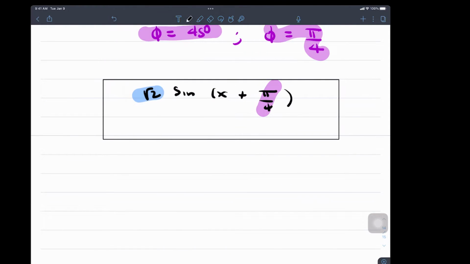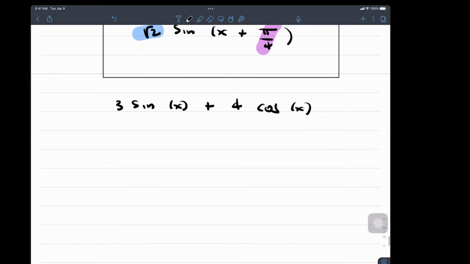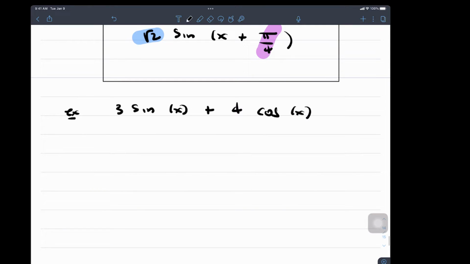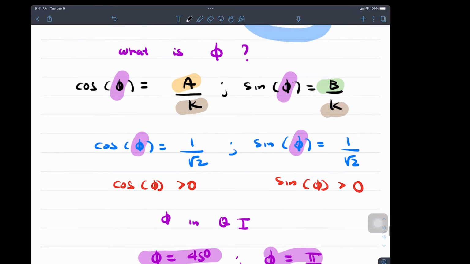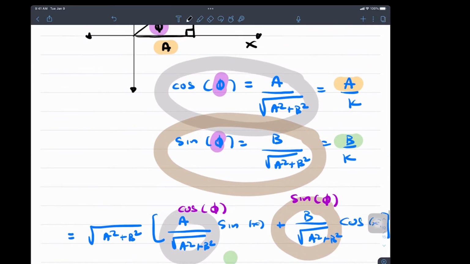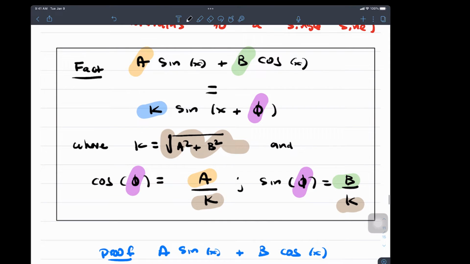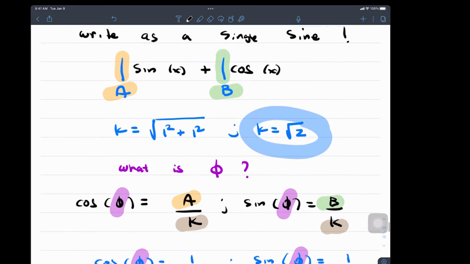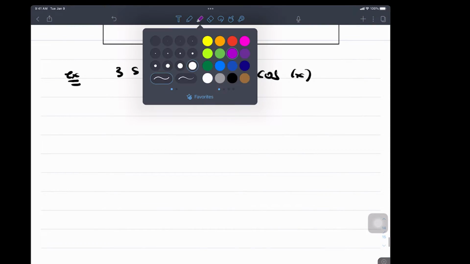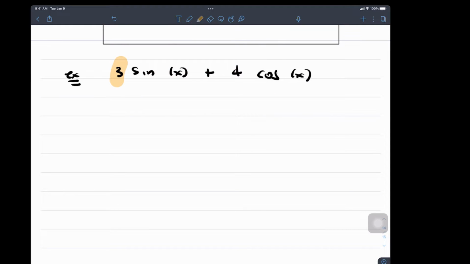Yeah. Let's give you guys another example. They're going to give you now 3 sine x plus 4 what? Cosine x. We're going to have to write this as a single sine, one sine, just like we did before, right? So all I'm saying is you're just going to use this fact, this format I proved for you guys. Okay, you're going to use that. Now, how do you start? Define k. What's k? Okay, you say k now. Remember this? This is A, and then this is B.